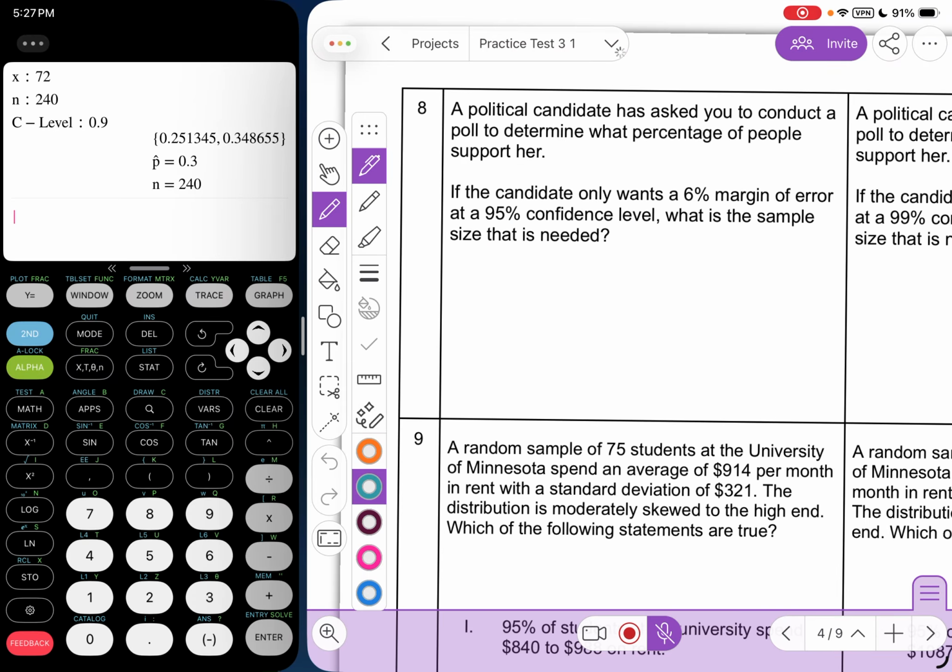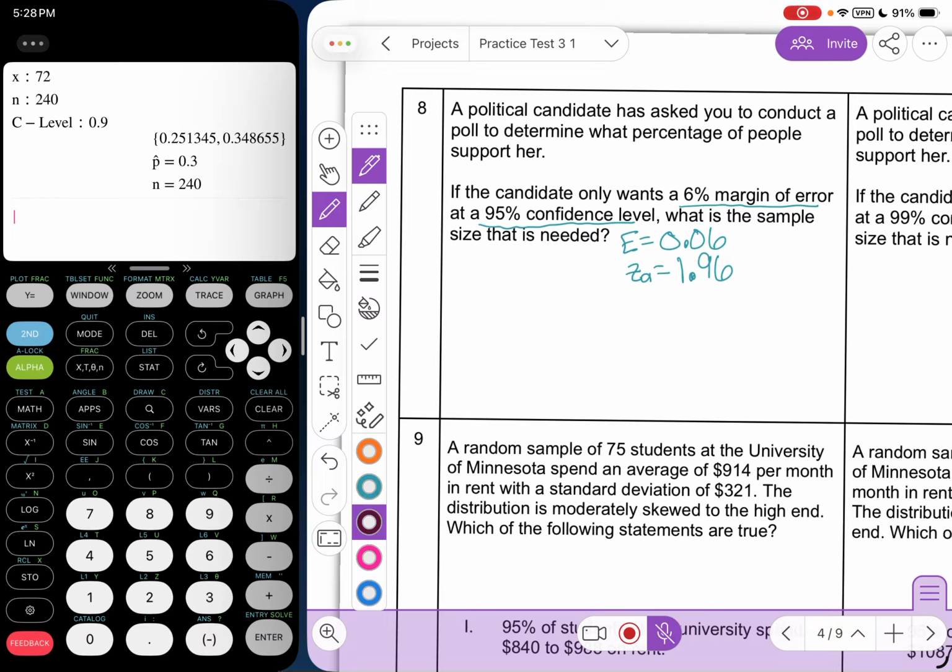All right, let's go to number 8. A political candidate asks you to conduct a poll to determine what percentage of people support her. If the candidate only wants a 6% margin of error, so that means our E is going to be 0.06, at a 95% confidence level, so the Z that goes with 95% is 1.96. What is the sample size that's needed?